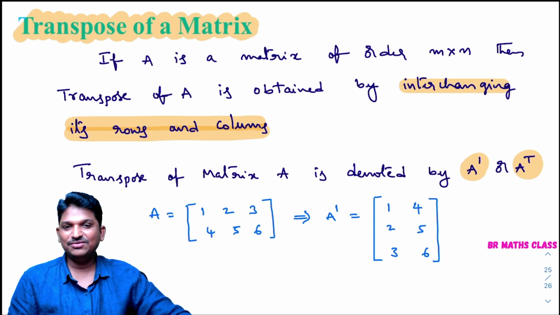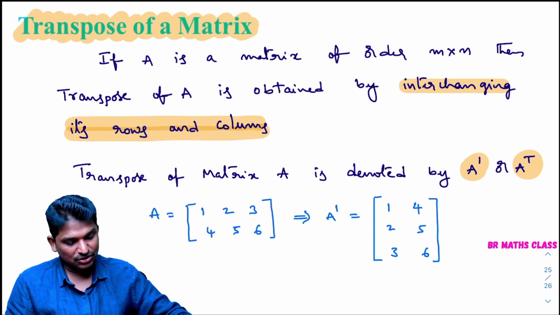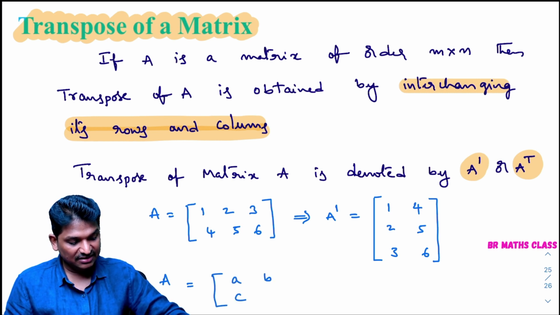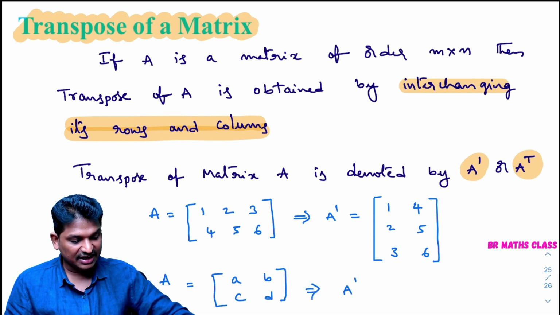It's very easy. I'll take one more example to understand the things more clearly. Suppose the matrix A is like this: A, B, C, D. This is a 2 by 2 matrix. How to calculate its transpose?